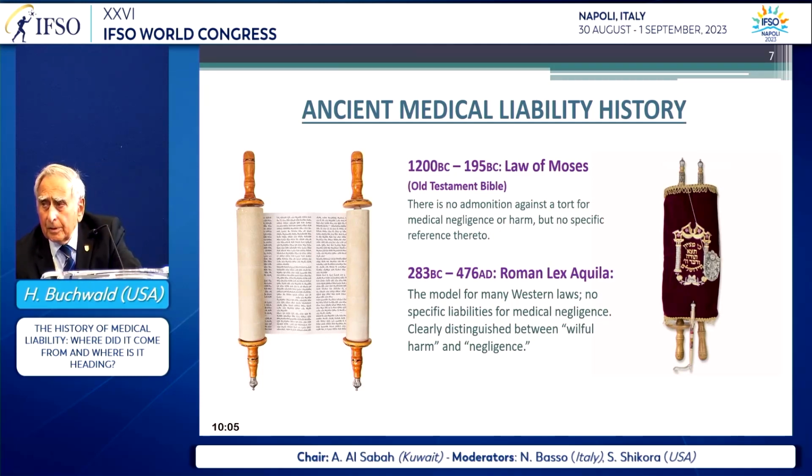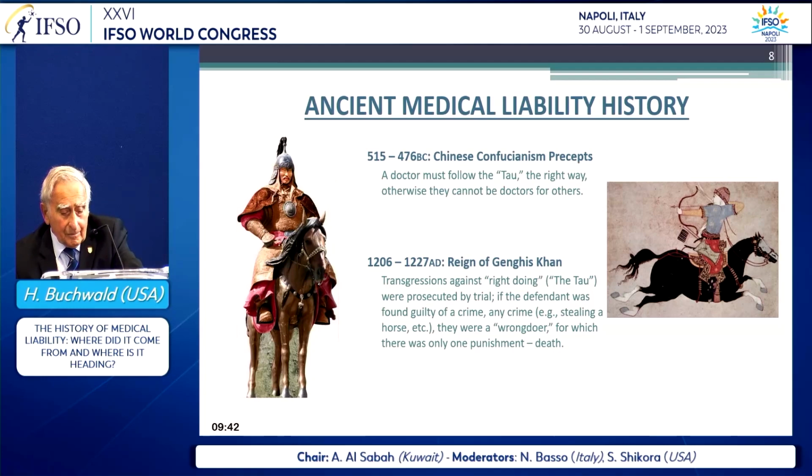The law that is usually stated as the origin of Western law is the Roman Lex Aquilia, 283 to 476 AD. And it's the model that many have adopted in Western society. And it clearly distinguished between willful harm and negligence. In 476 BC, there were the Chinese Confucians' precepts of the Tao. The Tao was doing the right thing, doing the good thing. And if you didn't have the Tao, you shouldn't be a doctor. And that was the malpractice of the age.